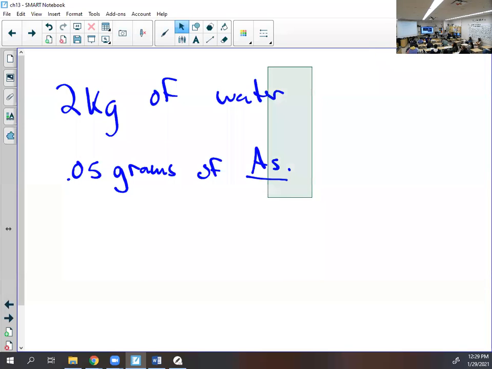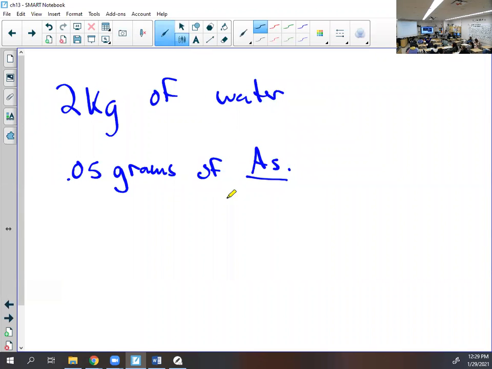Calculate the parts per million of this right here. I don't know why it's stuck like that. Parts per million of this.